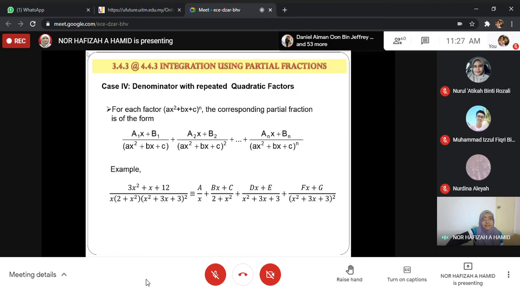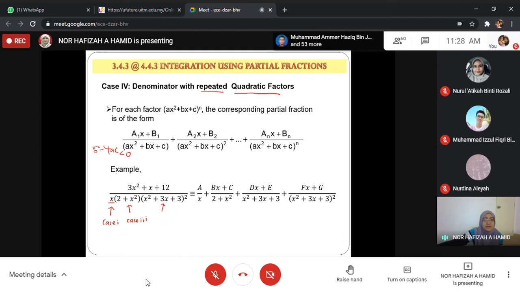Okay, this is case 4. So case 4 has quadratic factors but they repeat. Okay, you can refer to this example. So I refer to the denominator. You have x, which is linear, so that is case 1. And 2 + x². 2 + x² is case 3, an irreducible quadratic factor. If you check 2 + x², b² minus 4ac is less than 0. Okay, so we categorise it as case 3, irreducible quadratic factors.